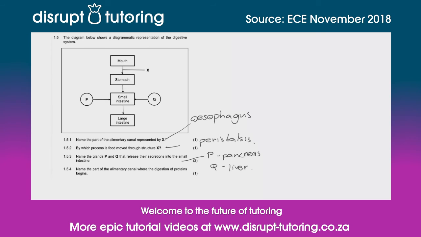Last question, name the part of the alimentary canal where the digestion of proteins begins. The digestion of proteins will begin in the stomach, so right up front. So that one is stomach.